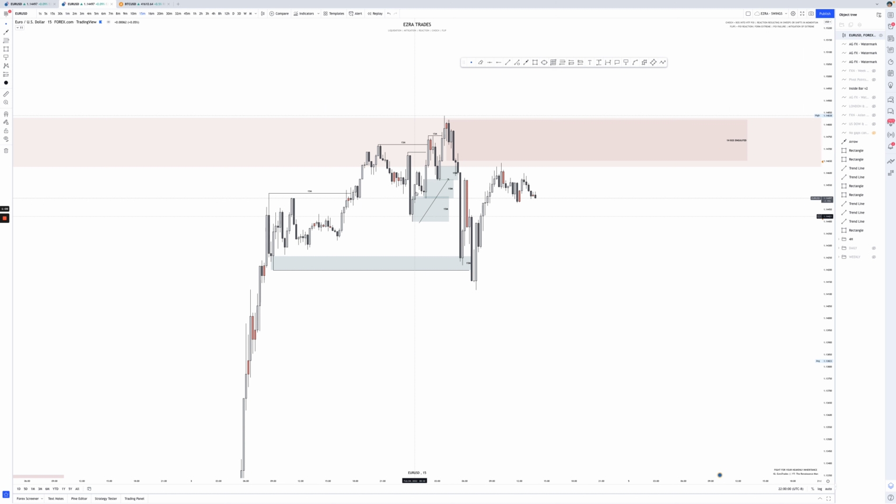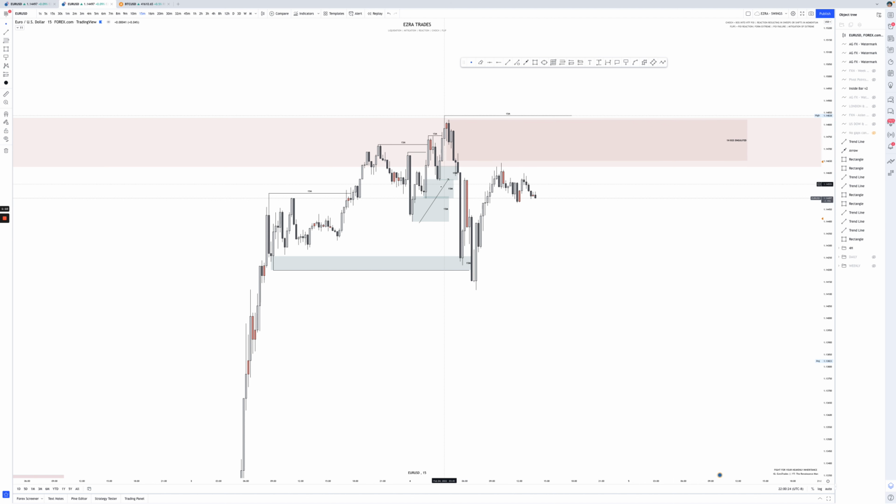This area broke internal structure to the high, got mitigated, broke structure on the 15-minute, pulled back, tapped into this one, top of the range, broke structure again, valid, right? This is the 15-minute high currently, right? Let's just label that here. And then what did we do? We created a supply up here that broke structure to the downside.